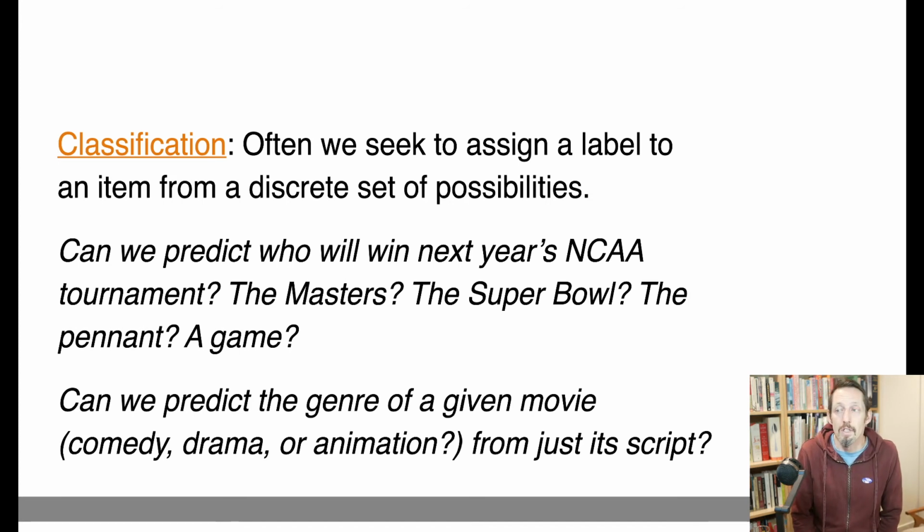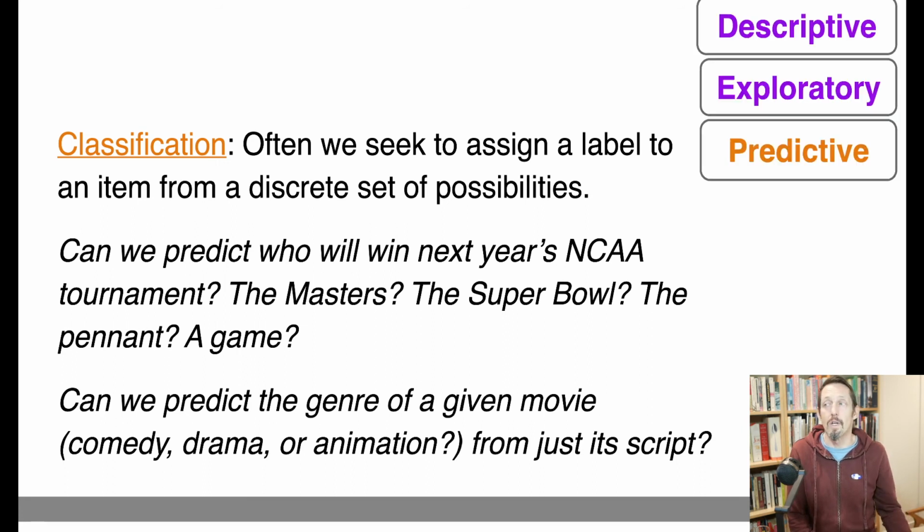Can we predict the genre of a movie from just its script, whether it's comedy or drama or whatever? Okay? These are interesting classification techniques. We want to just know from one of a small group what is going on. And this is fundamentally going to be a predictive task. Now again, we're always going to start off with a descriptive beginning and maybe an exploratory bit to try to figure out what the variables are that we want to use. Okay? But once we have some variables, then we're going to be doing this as a predictive kind of element. Who's going to win this year's tournament?